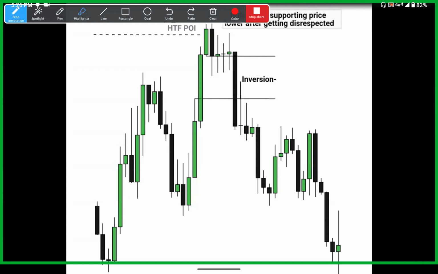After it reverses, we find another inversion here. Though it was not retested, I hope you see this fair value gap. That one is a fair value gap. However, price does not come back and retest it. Sometimes price won't come back and retest it, but this is an inversion fair value gap because price closed above here. So since price was very much in a hurry, it continues.